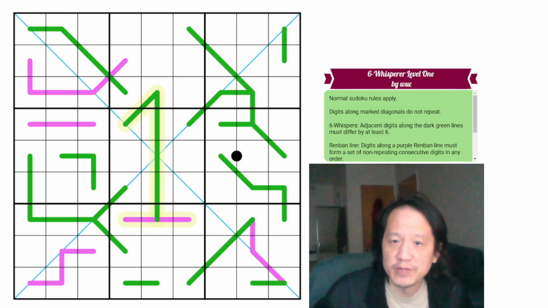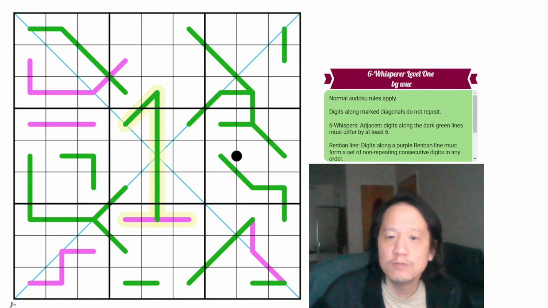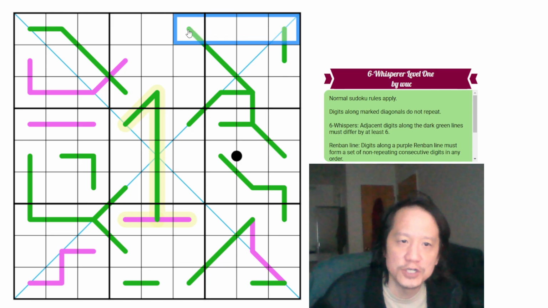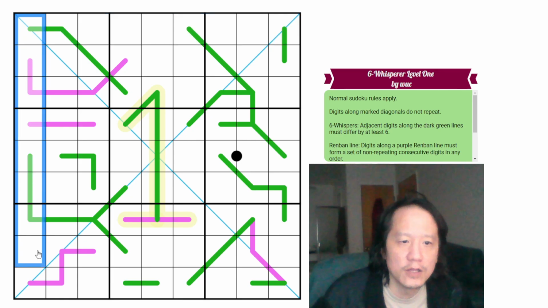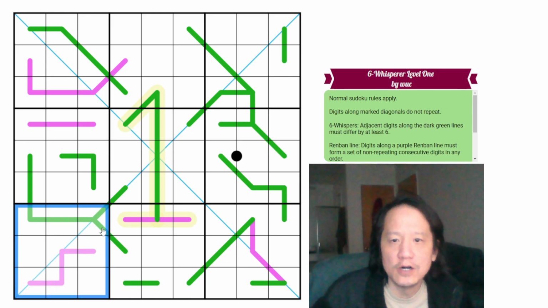Today's very easy puzzle is called Six Whisperer Level 1 by Wook, and here are the rules. Normal Sudoku rules apply, which means place the digits 1 through 9 once each in every row, column, and box. Digits along the marked diagonals do not repeat.